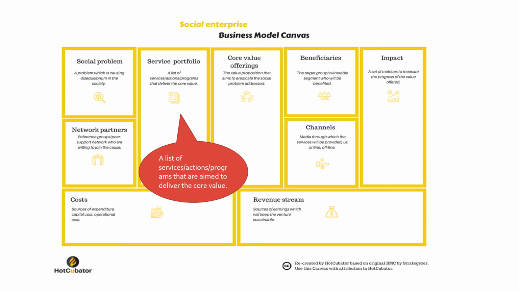Next, a service portfolio. See, a service portfolio is a list of services, actions, programs that deliver the core value. Most of the time, a social enterprise works as a whole system, which is a combination of many subsystems. So within that whole system, there are various different services that combine together to deliver the core value offerings. So you need to look from a systems perspective at the various aspects that complement your core value offerings. And that is included within your service portfolio.